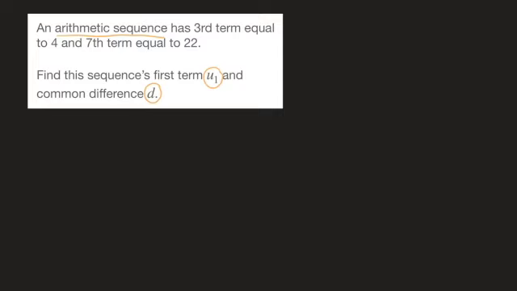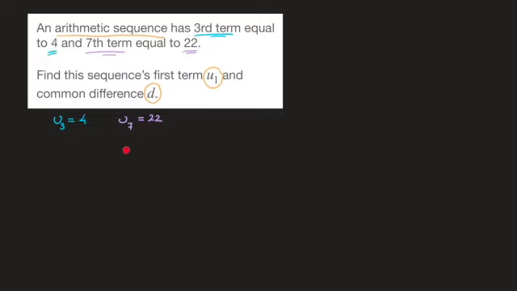Now, we're also told that this sequence has third term equal to 4. And in fact, I could write that at the bottom here. That's the third term, so u sub 3 equals 4. And we're told that the seventh term is equal to 22. So I'd write that as well. That's u sub 7, the seventh term, which equals 22.